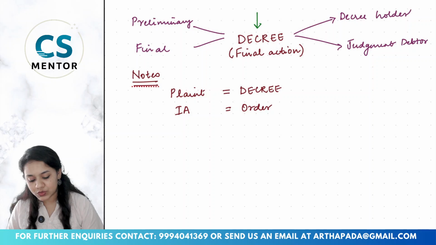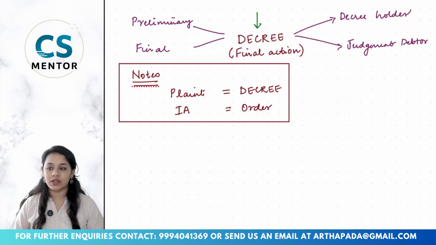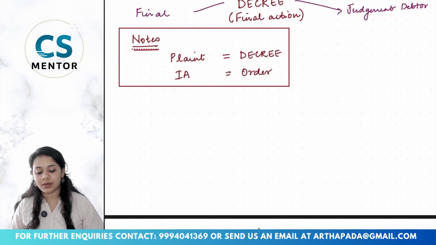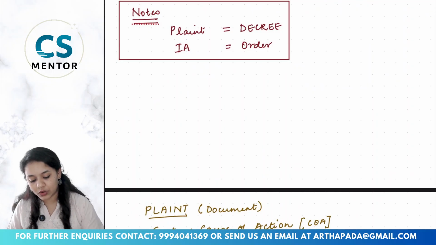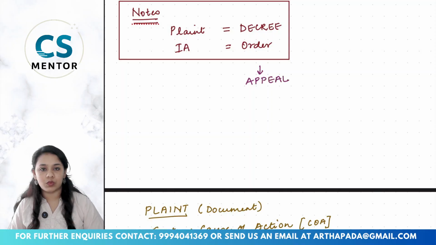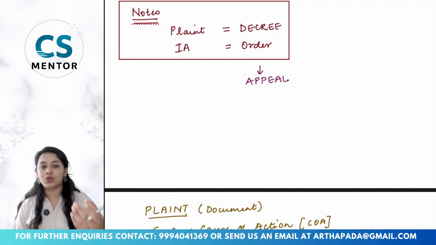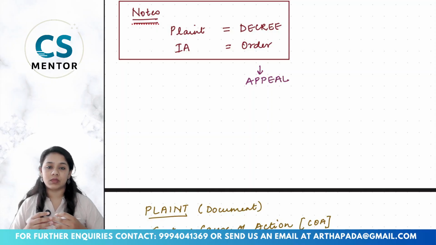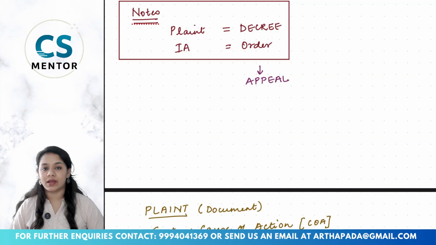Now, the thing is, with the decree, it doesn't just end with the decree itself. Okay, you don't see this happening only with the end of the decree. After the decree, some set of events can take place, and that event is only what we call as appeal. Now we already know what is appeal. Appeal is basically going on appeal to a higher court. So if the decree holder or even the judgment debtor are not satisfied with the decision, they can go on appeal to a higher court.